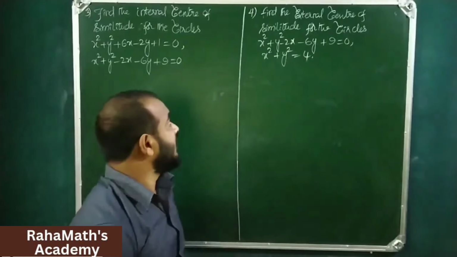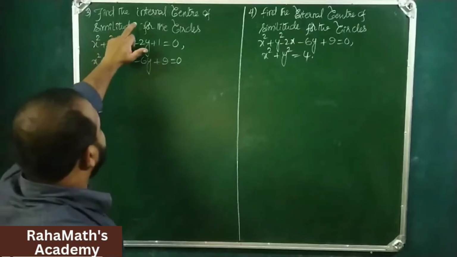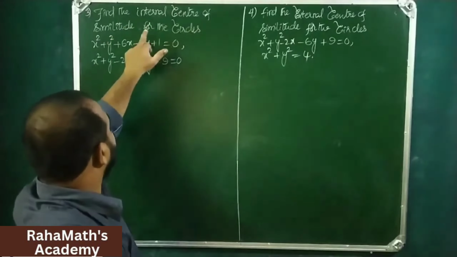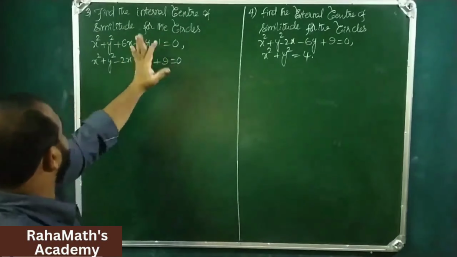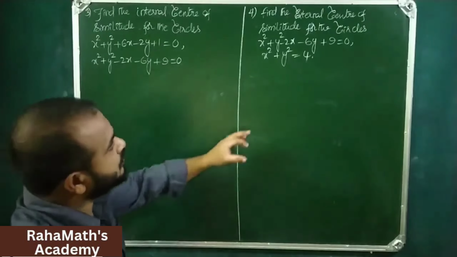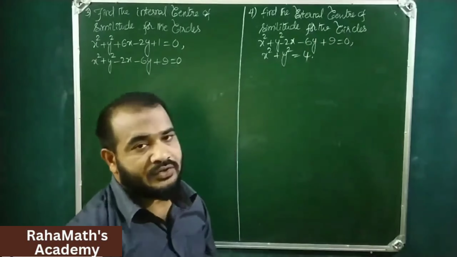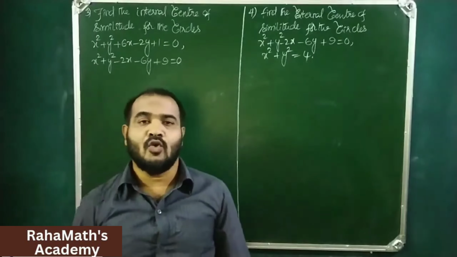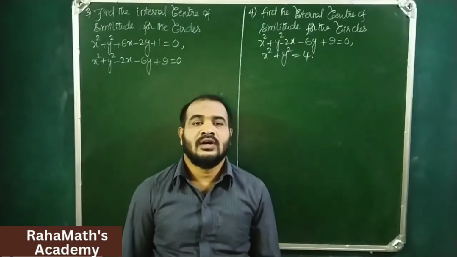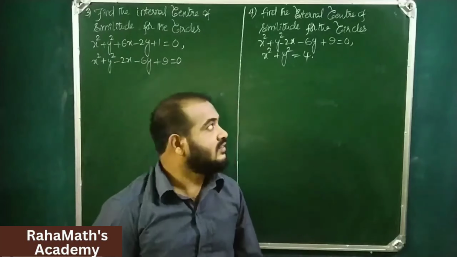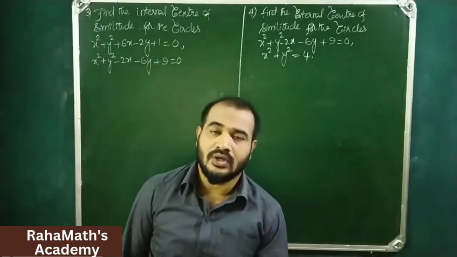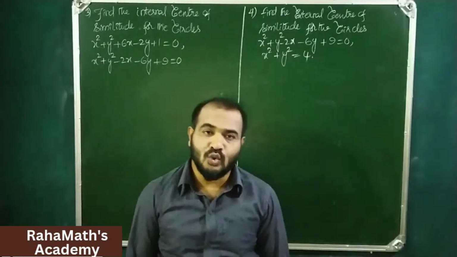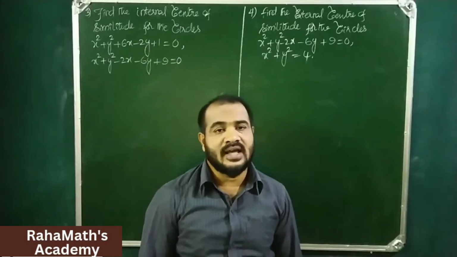The next question is, find the internal center of similitude for the circles. These two are given. And the fourth question is external center of similitude. I am telling you, internal center of similitude is the point of intersection of transverse common tangents. And external center of similitude is the point of intersection of two direct common tangents.